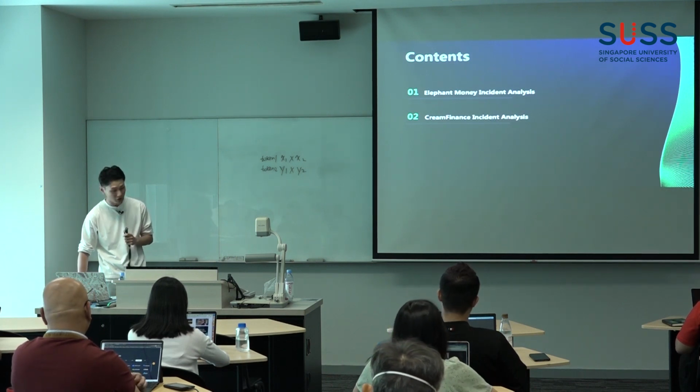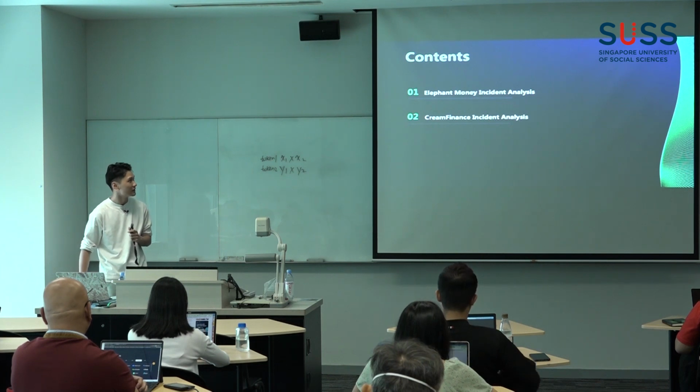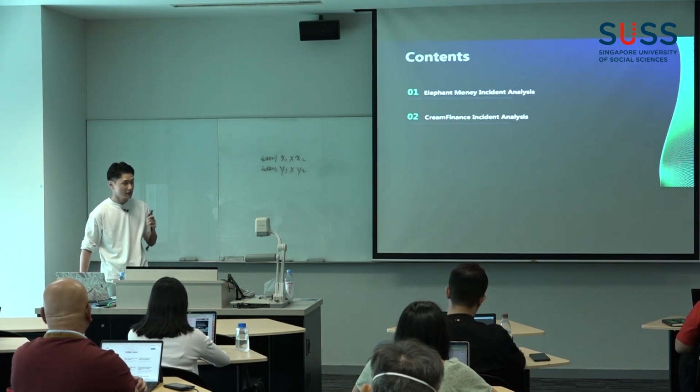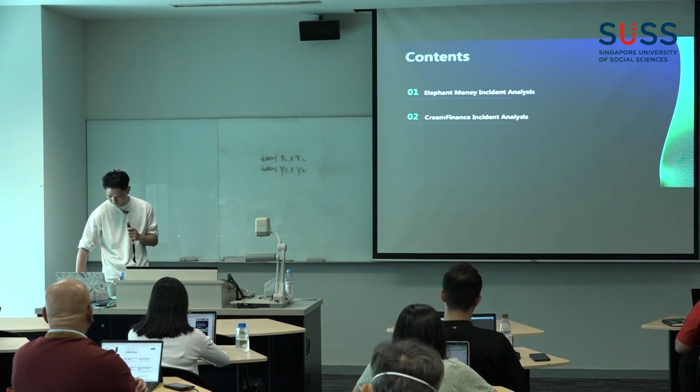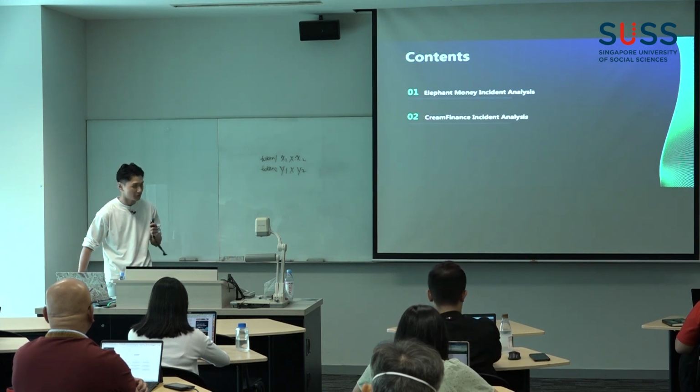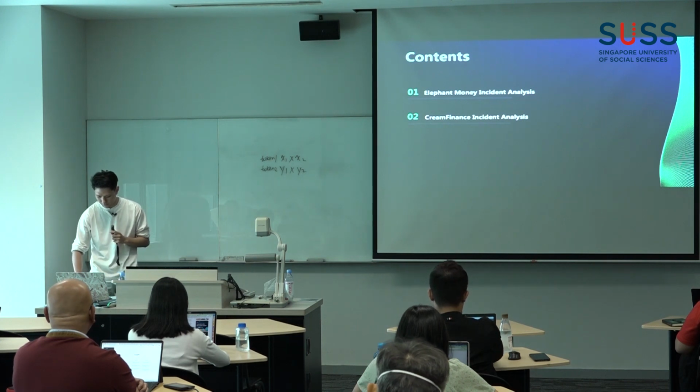So first we're going to talk about the Elephant Money incident. This is a project on BSC, and second is the Cream Finance incident. It's another project that's on Ethereum.